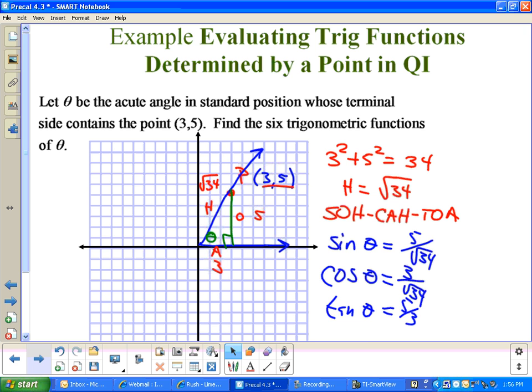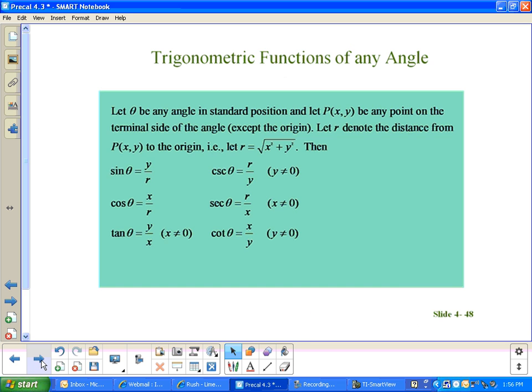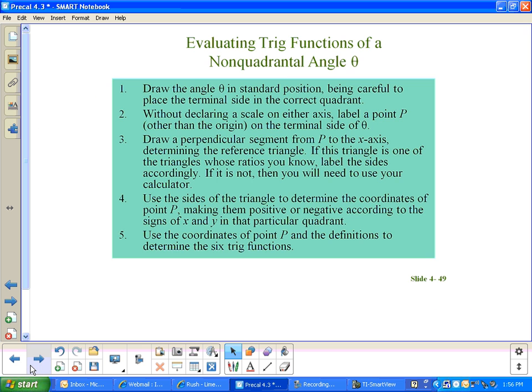So basically, given any point in a coordinate plane, we can find the angle theta and all the trig functions that relate to it. They said to find the 6, cosecant, secant, and cotangent. You would just do the reciprocals. Now, I'm not going to do that. I want to skip that one.